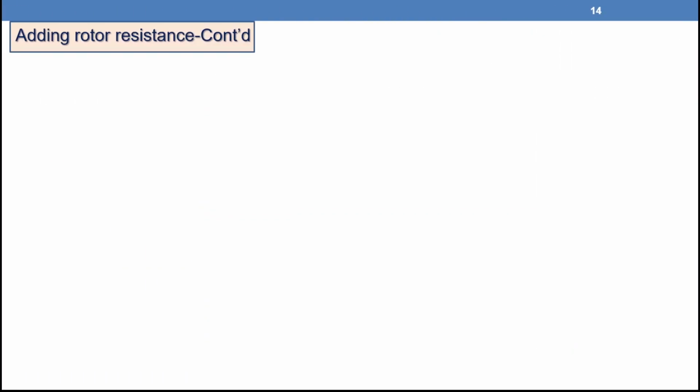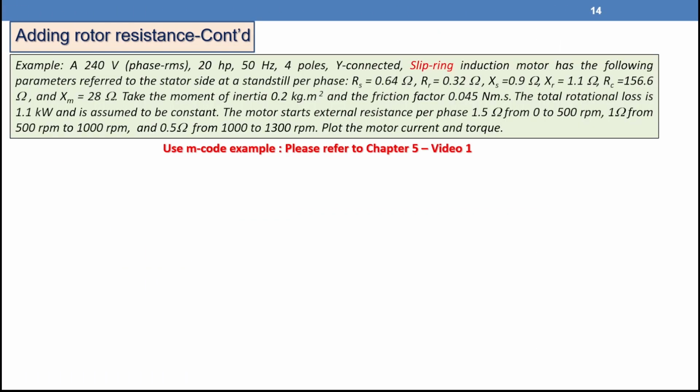Let us take an example about adding rotor resistance. We are going to use the same example we had before in chapter number 5, video number 1. But the machine will be slip ring and we have the voltage 240 volt phase RMS. We are going to add the resistances in steps from 0 up to 500 RPM. We are going to add 1.5 ohm.